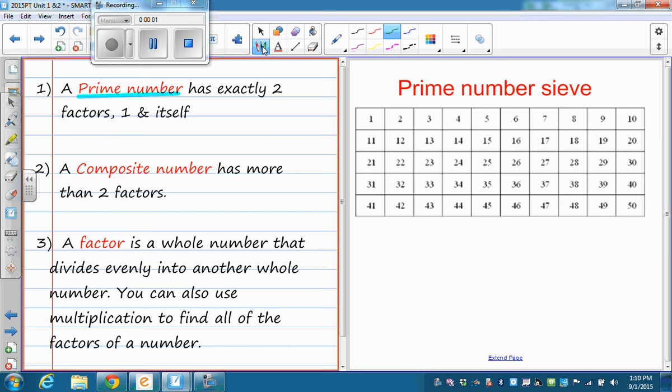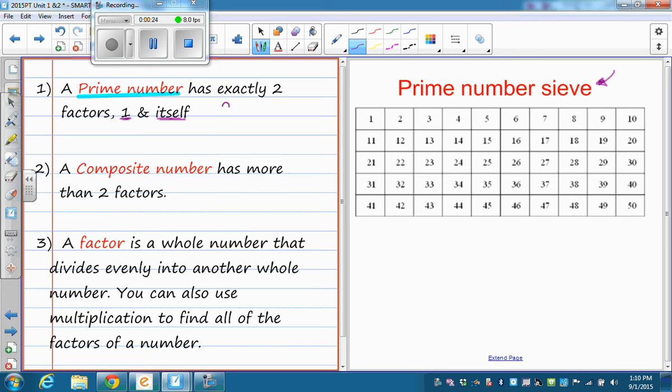Alrighty, before we start learning how to use this prime number sieve, it helps find prime numbers quickly. We just want to recall what a prime number is. A prime number has exactly two factors. One of the factors has to be one, and the other factor has to be the number itself.